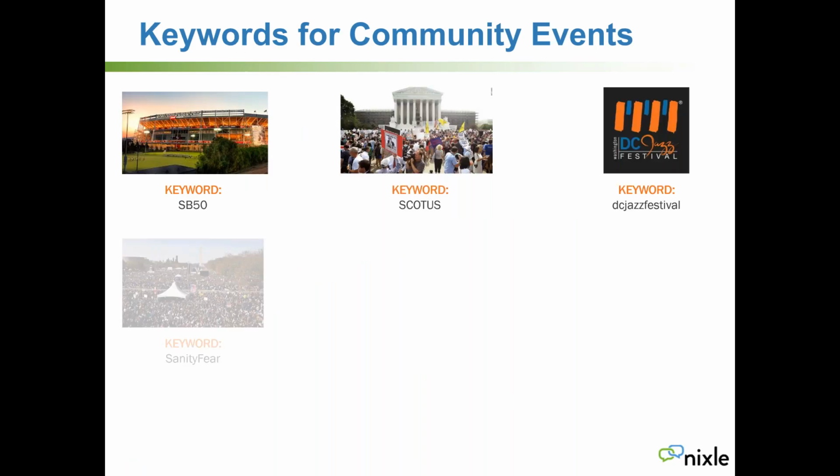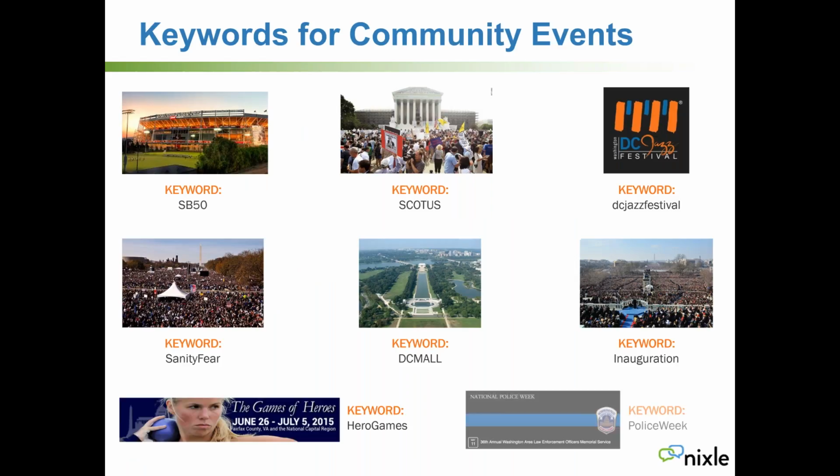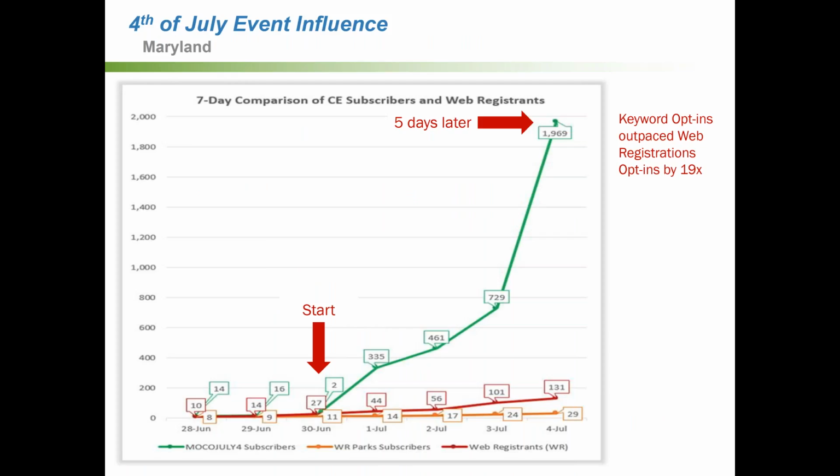Both Captain Bowling and Ivan mentioned the importance of keywords, especially around events. I want to share one particular slide from one of the agencies that really uses keywords to great effect. They are a county in Maryland. What they did with the 4th of July, they actually did a study for us. They created a keyword, MoCo July 4th, as you can see on the bottom, and it is reflected with the green line.